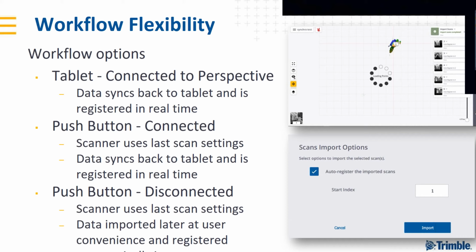We store the data in two places. We store the raw data on the SD card in the scanner, and at the same time, we also transfer the raw data over to the tablet. So if something should happen, you will normally have the data sitting in one place, so you shouldn't lose it.